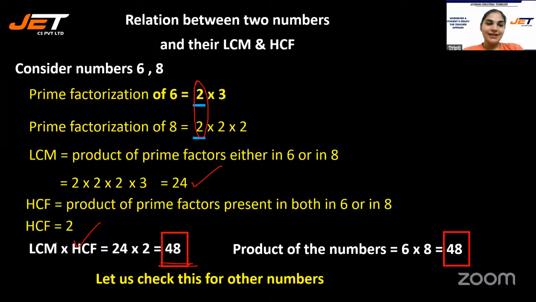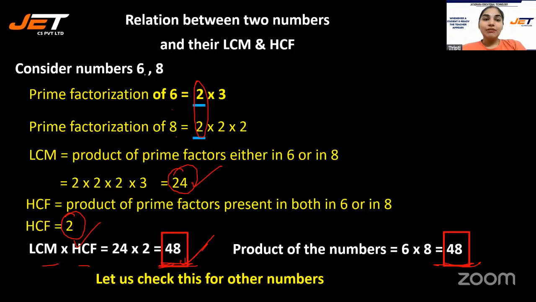Now, what is this? Let's see. LCM times HCF is 48. Product of the numbers, 6 times 8, is also 48. It means that if you multiply the LCM of two numbers by the HCF of the same numbers, you will get the product of those two numbers. The LCM here is 24, HCF is 2. 24 times 2, I got 48.